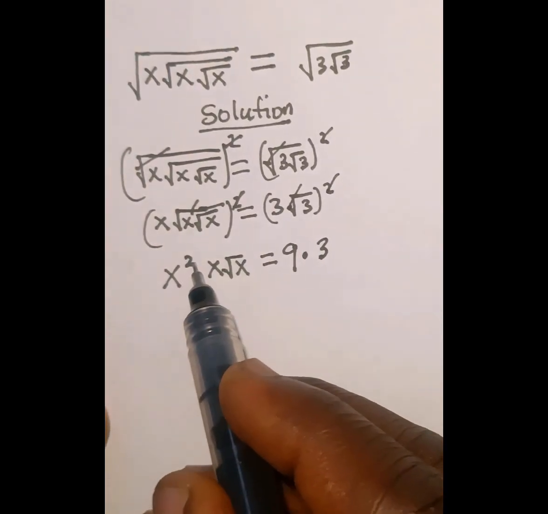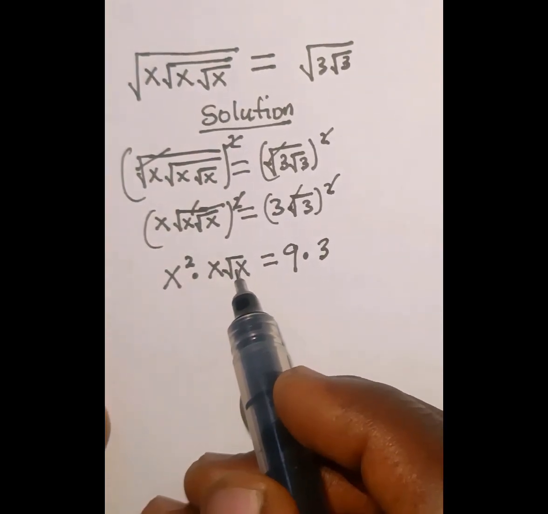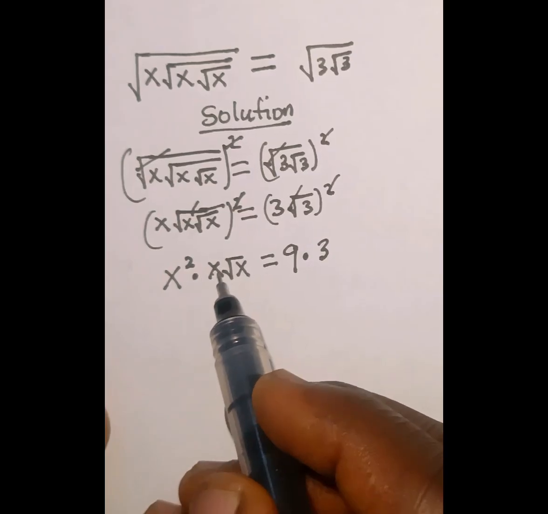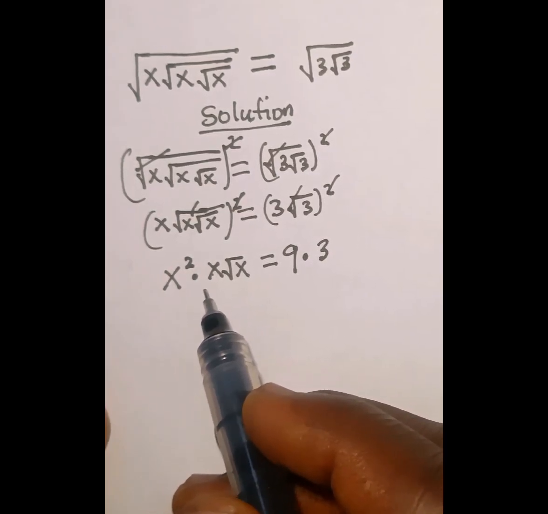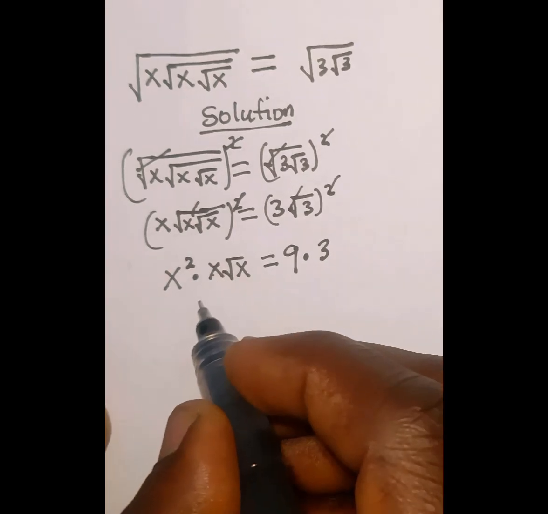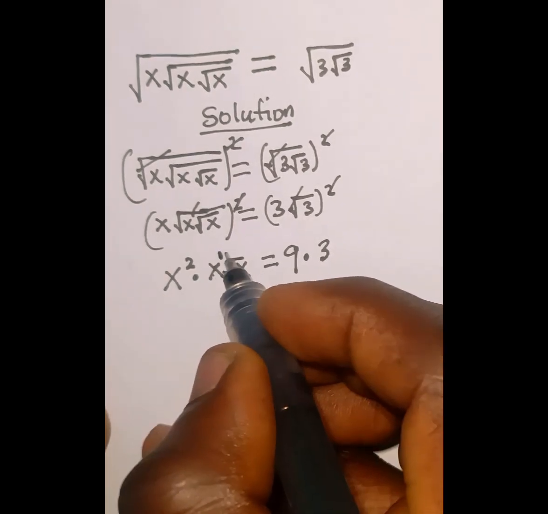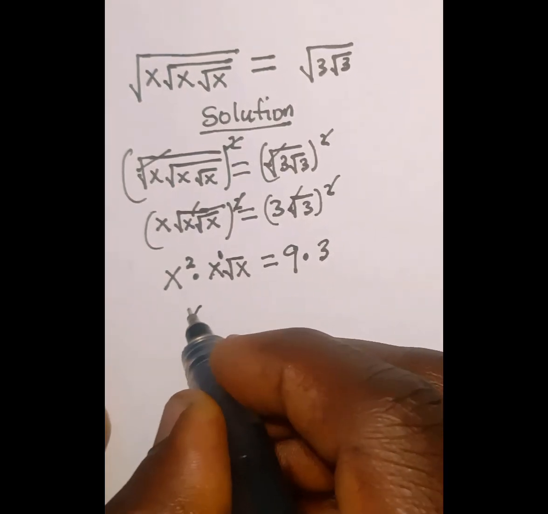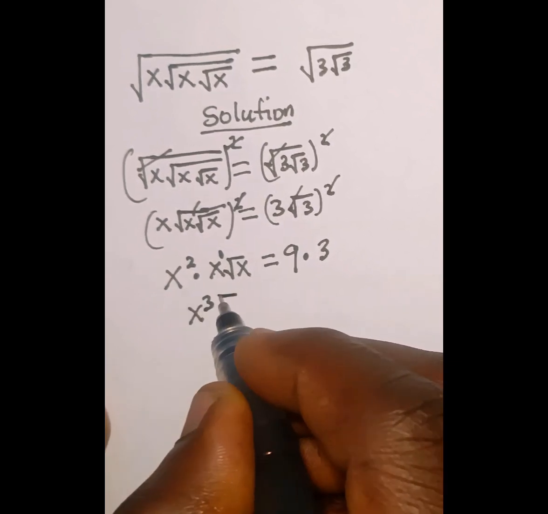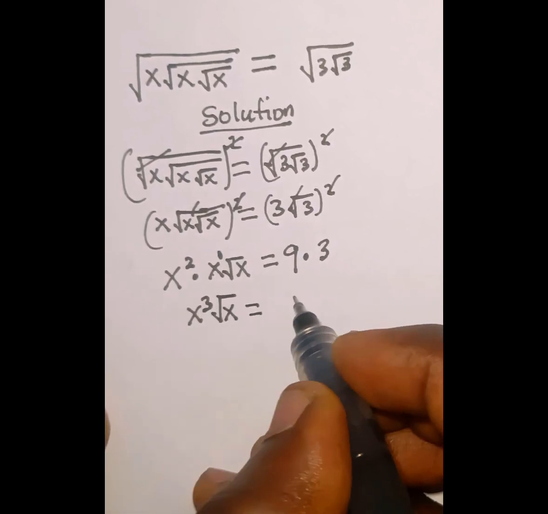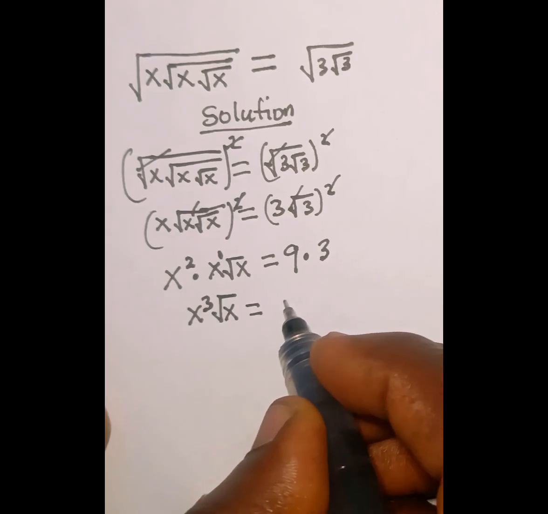Now here we have x squared multiplied by x multiplied by root x. So we can multiply these two together. And remember, since they have the same base, all we need to do is just add the powers. So this one is raised to power 1. So we have x raised to the power of 3 when you multiply these two, then root x, which is equal to 9 multiplied by 3, which is going to give us 27.